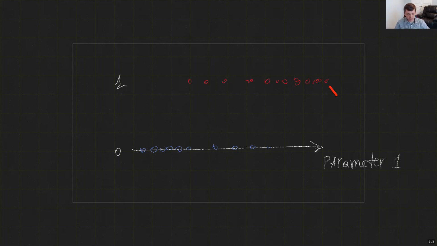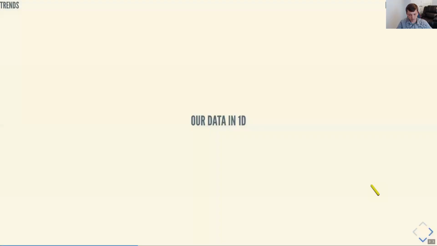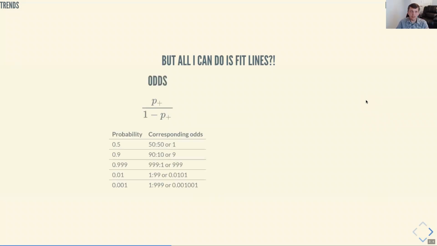So, the simplest algorithm that we can use is linear classifier. But linear classifier here, or rather linear regression, right? Linear regression doesn't make sense here. Linear classifier doesn't make sense either, because you only have one parameter. So how do you build that predictive model? That's what I just said. All I can do is fit lines. Imagine all we can do is linear classifier.